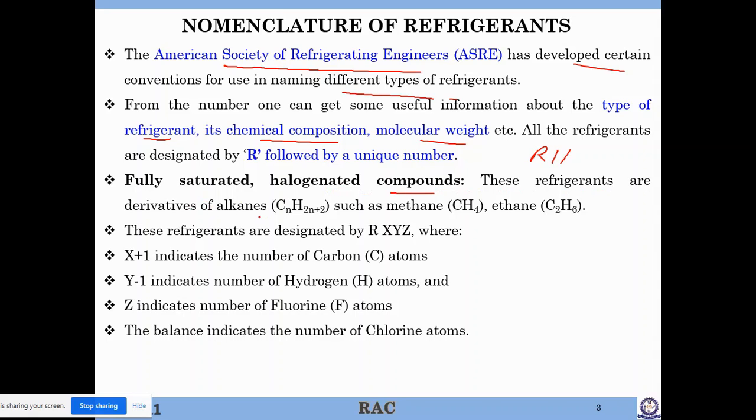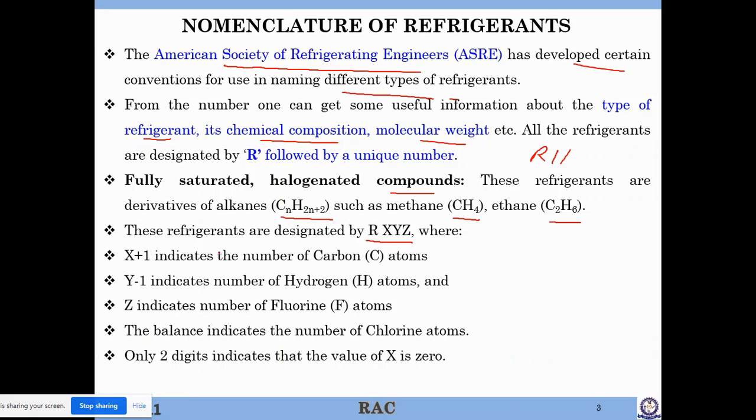These refrigerants are derivatives of CnH2n+2, such as methane and ethane. These refrigerants are designated by RXYZ, where the number of carbon atoms is indicated by X plus 1, the number of hydrogen atoms is indicated by Y minus 1, and Z indicates the number of fluorine atoms. The balance indicates the number of chlorine atoms in that.